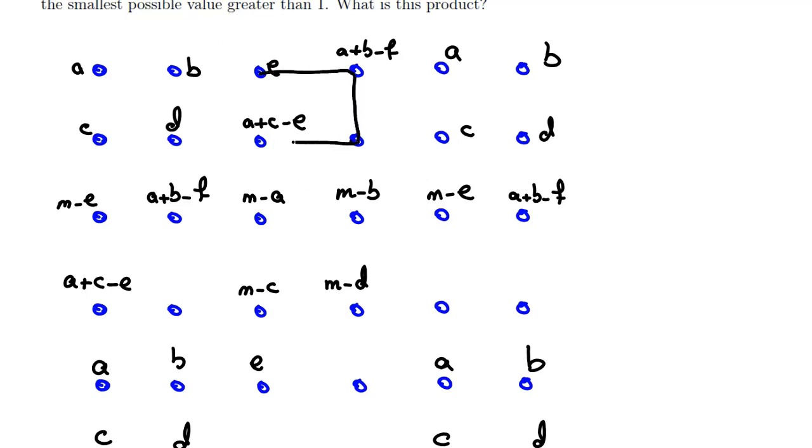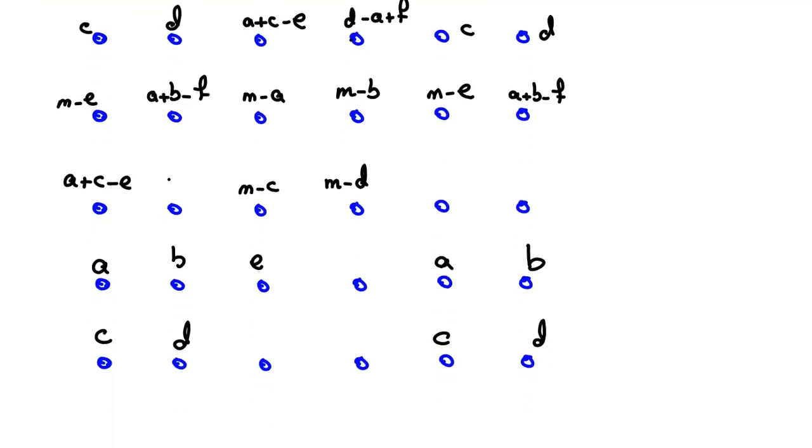Let's consider this one. It should be A plus B plus C plus D plus E, or this one should be B plus D. We have B, we need D, we need negative A plus F. Okay, so now this one is the same, D minus A plus F. This one is D minus A plus F. This one is A plus C minus E. This one is A plus C minus, this one A plus B minus F. This one D minus A plus F.